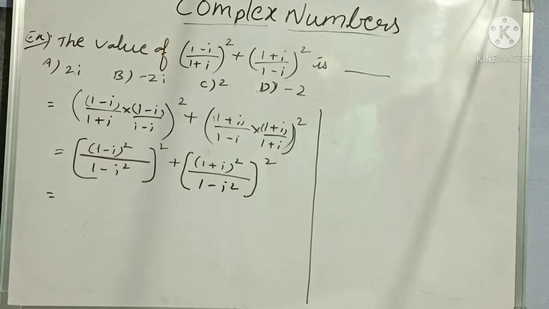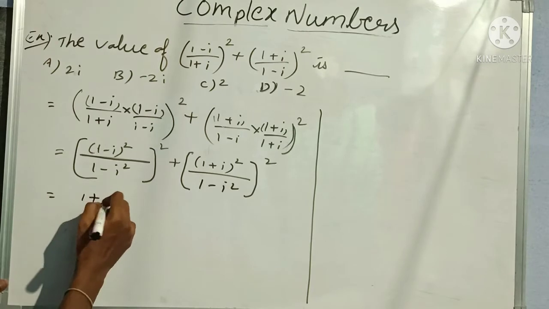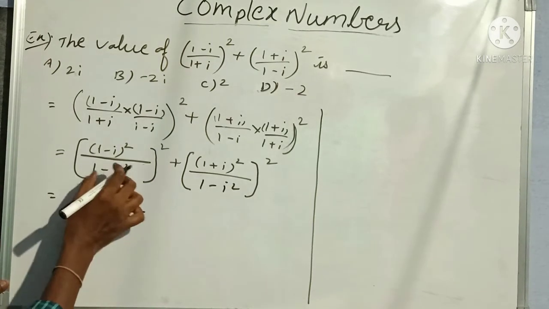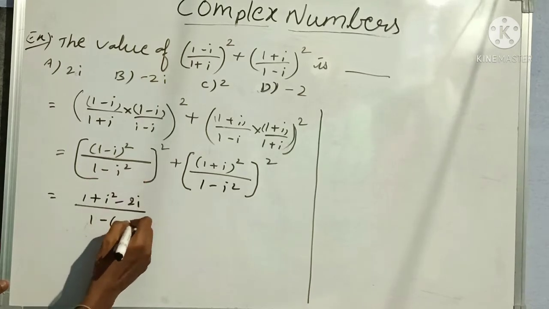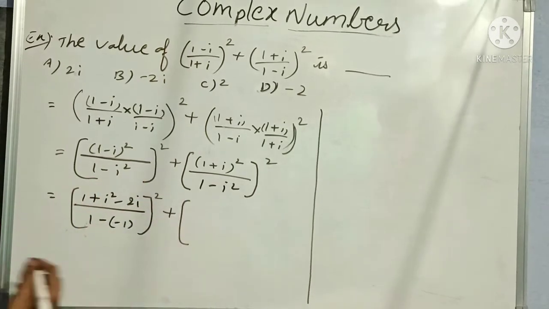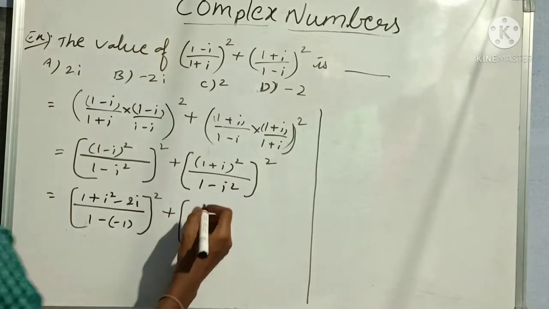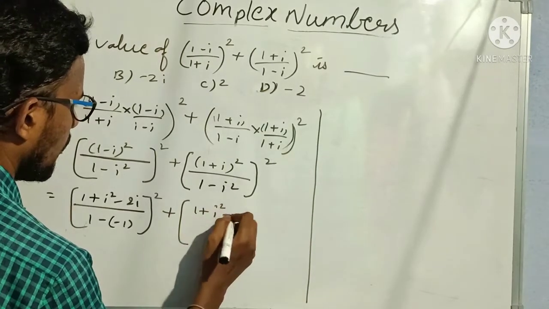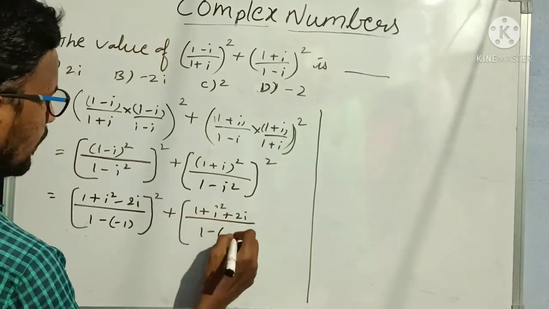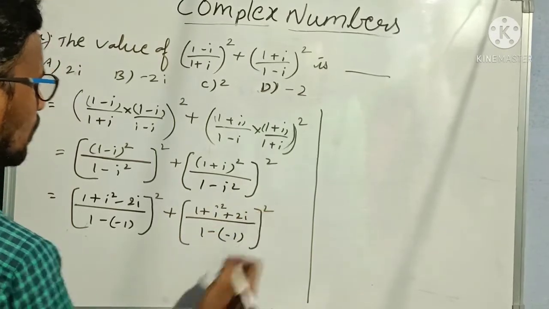Now a minus b whole square, what is the formula for a minus b whole square? Anyone? Okay, a square plus b square minus 2ab by, here 1 minus i square, so in the place of i square I am substituting minus 1 here, again whole square plus of a plus b whole square, a square plus b square plus 2ab by, again 1 minus of i square is minus 1 whole square.